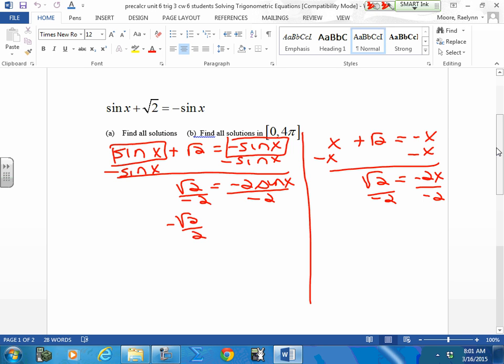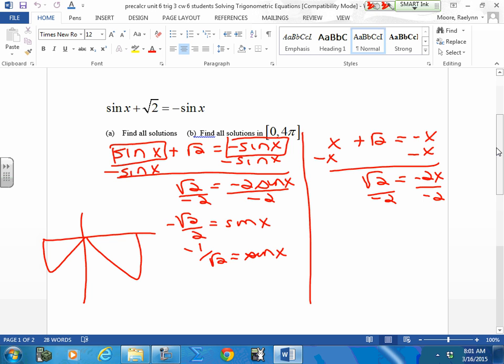Radical 2 over 2. Sound familiar, radical 2 over 2? It's something rationalized, right? It was your negative 1 over radical 2. Anybody remember what angle that was? 45. So where is sine negative this time? 3 and 4. Good. So it's 1 over radical 2. This was your 45-degree angle.